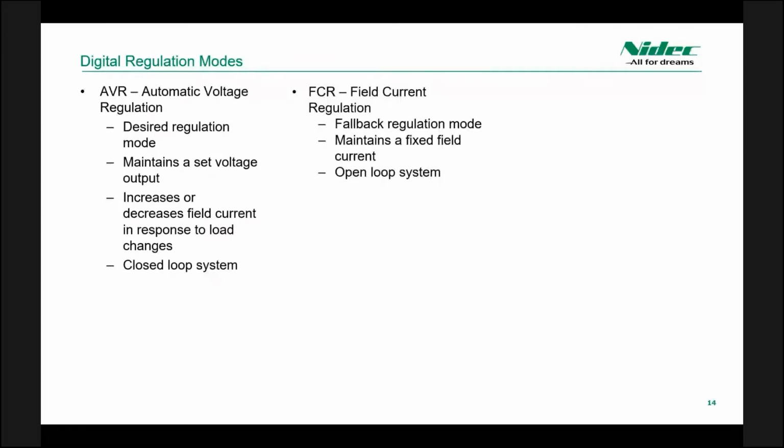Field current regulation mode is usually a fallback mode for situations like loss of sensing, because this mode does not need to sense the generator's output. This mode will work to just maintain a fixed exciter current no matter what's going on with the load change. Because the regulator can be aware of how much current it's outputting, it doesn't need to look at the voltage at the output of the generator. So it will just maintain a fixed current output.